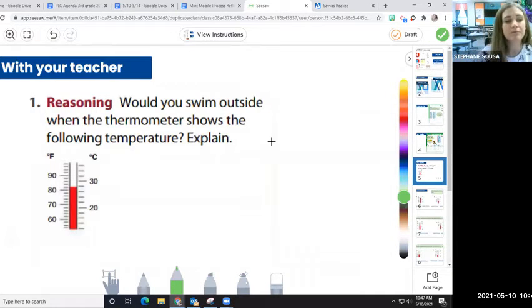All right, here we go. With your teacher, let's read this and determine the answer together. Would you swim outside when the thermometer shows the following temperature? Explain. Notice our Fahrenheit. Grab a color, I don't care which color, and circle it in Fahrenheit, please. And then I want you to draw a line right where the Fahrenheit line ends.